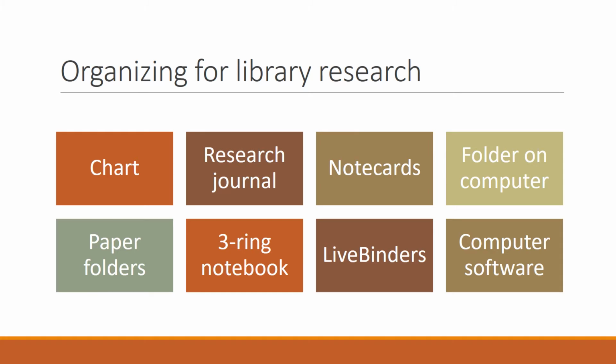These are a few ways to organize your library research, and each one will be discussed in the following slides. Chart, research journal, note cards, folder on computer or on the library portal, paper folders, 3-ring notebooks, live binders, and computer software are all ways you can organize your library research.